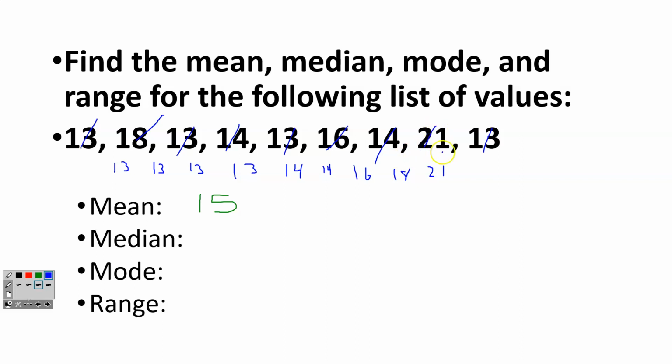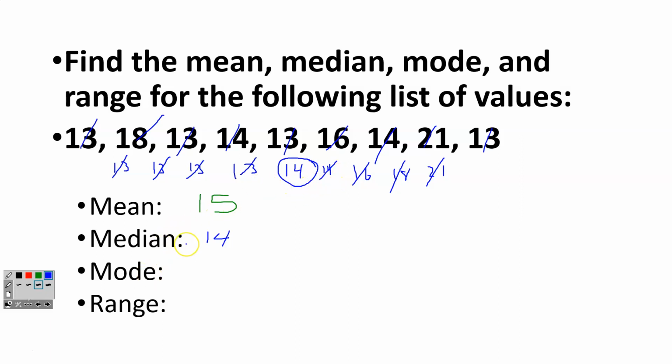Now to find the median, we're going to take off one from each end until we find a number that's in the center. So I'm taking one off of each side. And it looks like the number that's left over is 14. Now, if by chance you have two numbers in the middle, what you do is you add those together and then divide by 2, and that will give you your median as well.